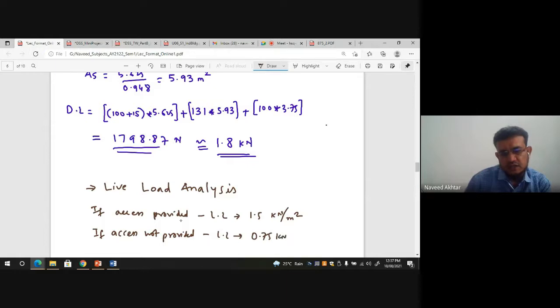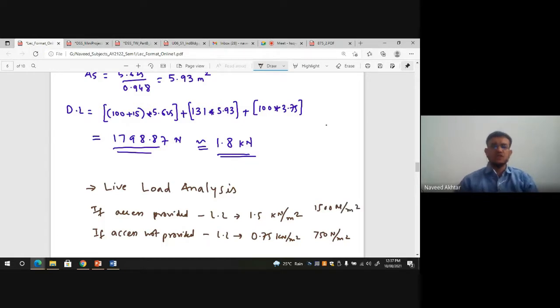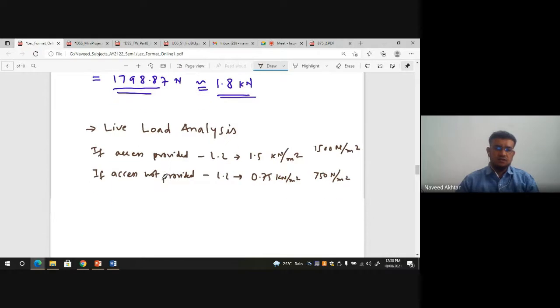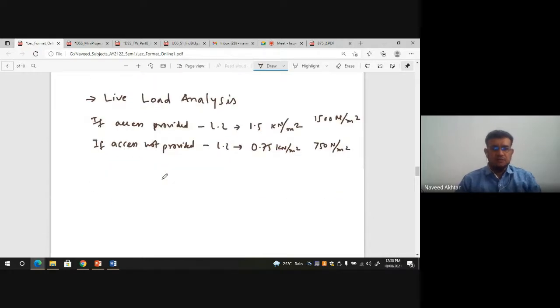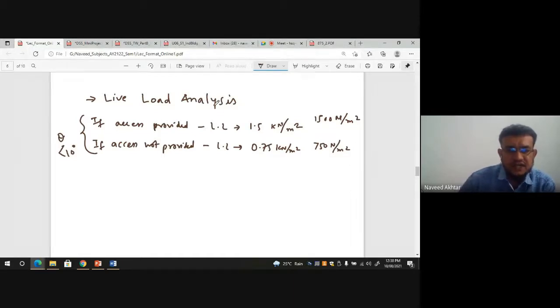0.75 kN per meter square, or you can write 750 N per meter square, or 1500 N per meter square. But this is for theta less than 10 degrees. In our case, the theta value is 18 point something.